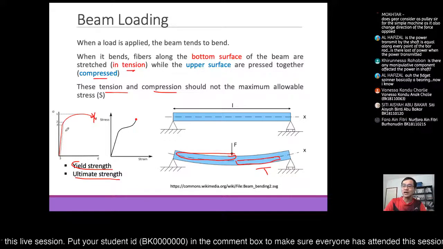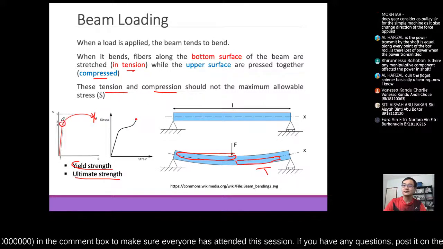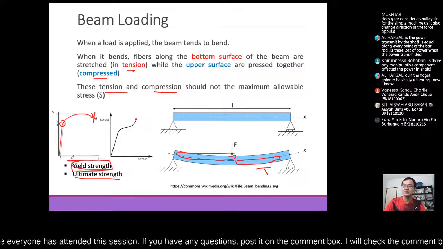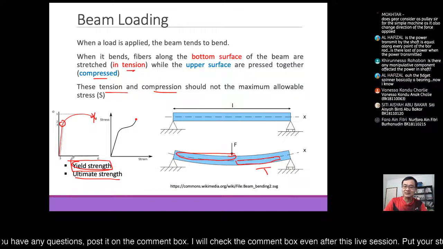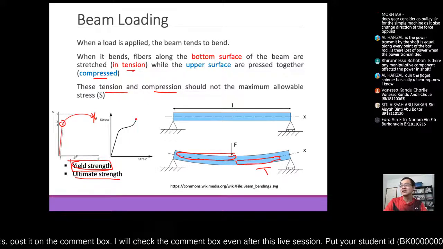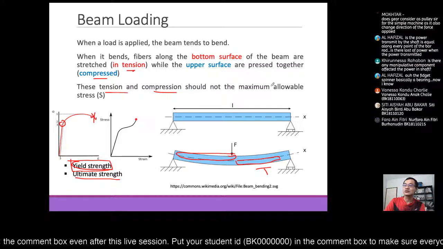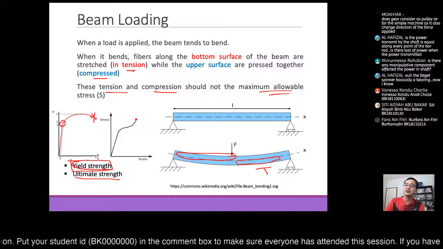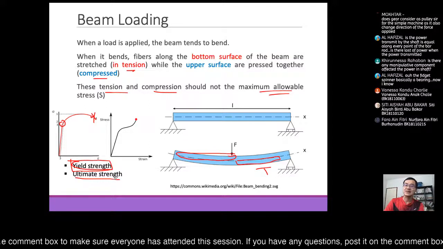So in our design, usually we will design in this range, before it starts to yield, before it starts to be inelastic. Then we have to stop. Therefore, for most designs, we will check and see what the allowable stress is. The allowable stress can be a yield strength or ultimate strength. It can be either one.